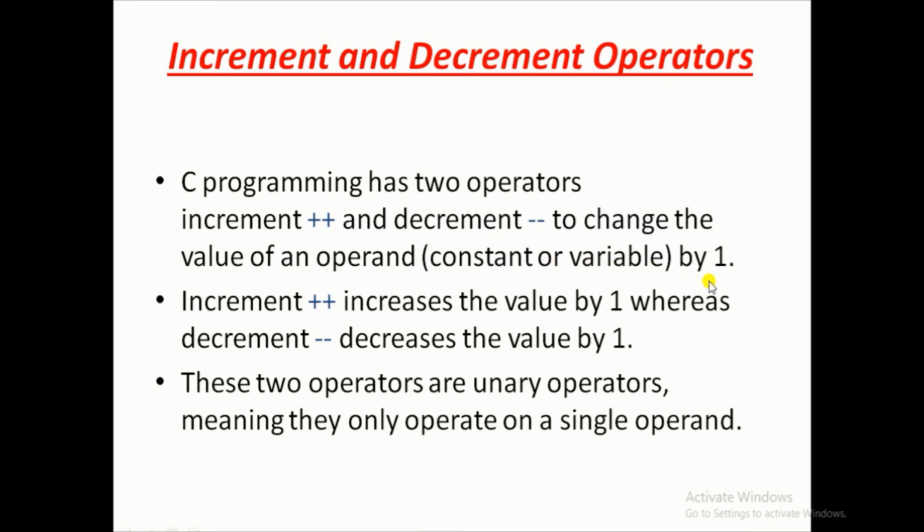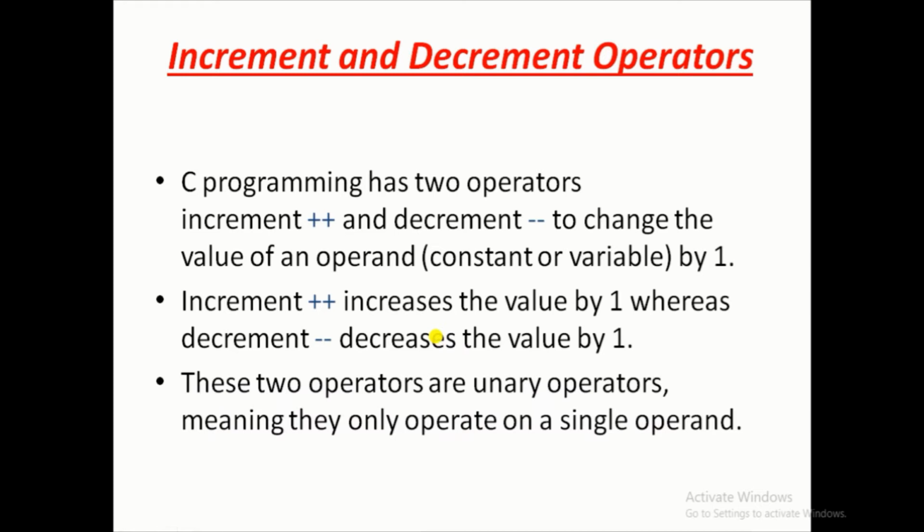If we want to increase or decrease the value of a variable or constant by 1, we use the increment or decrement operator. Increment, plus plus, increases the value by 1 and decrement, minus minus, decreases the value by 1. These two operators are unary operators and they operate on only a single operand. So let's see how to use these operators.